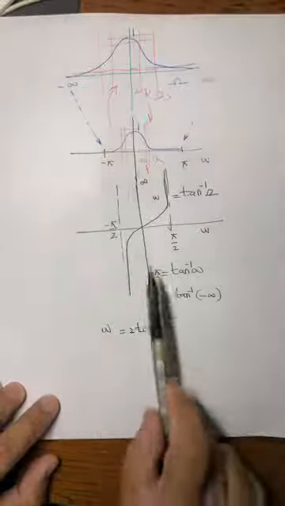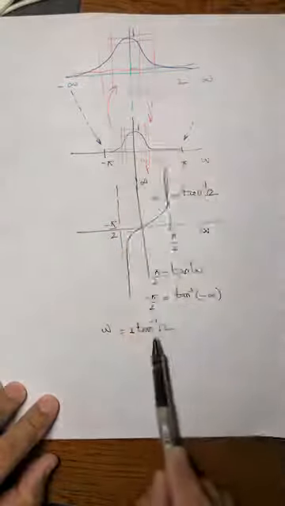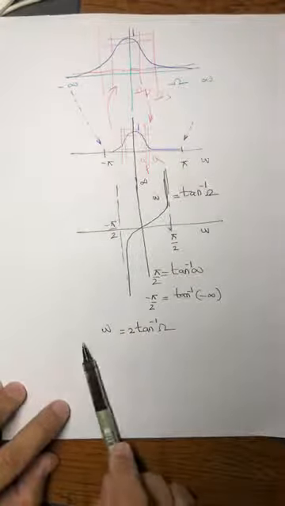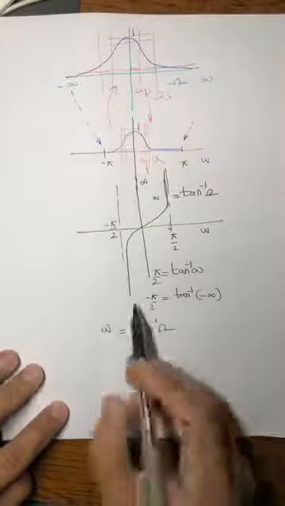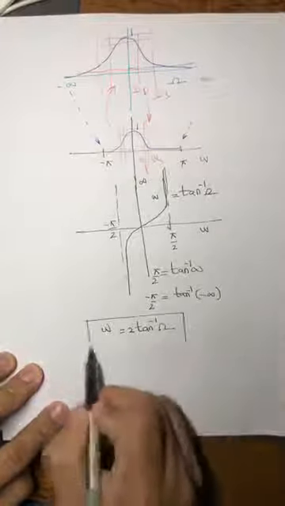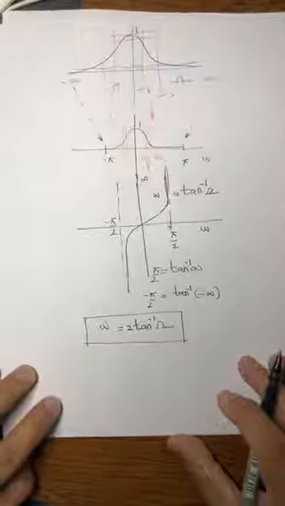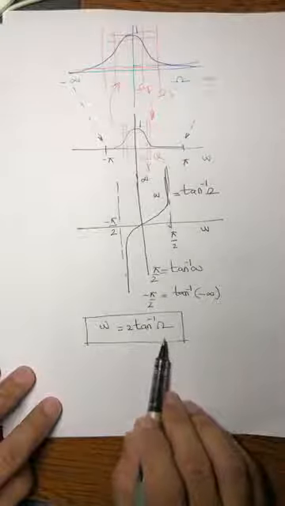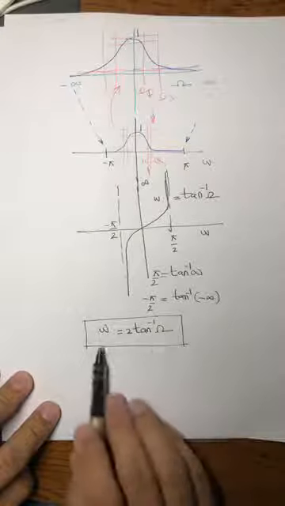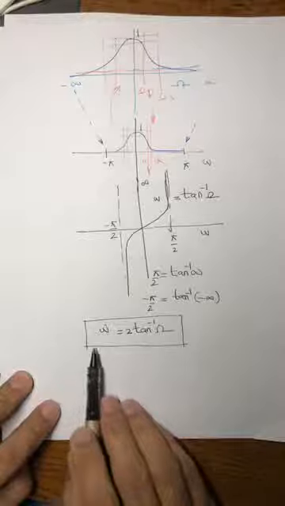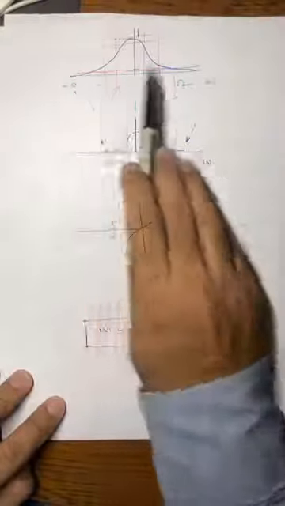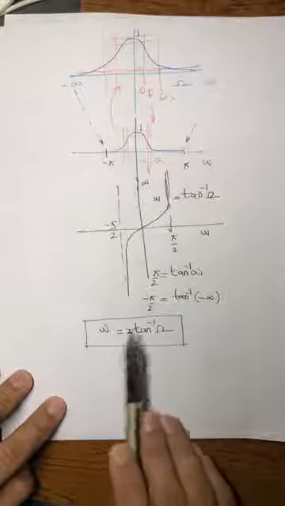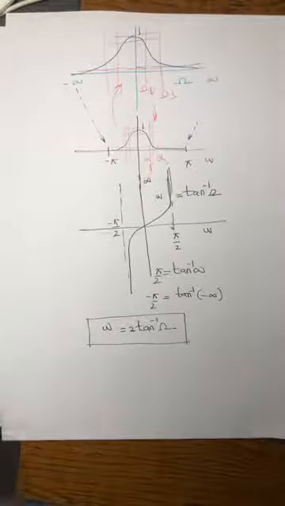So every value of capital omega is put into this expression and it is mapped to small omega. This is the transformation. It is a very simple mathematical transformation, which says small omega is equal to 2 tangent inverse omega, which will ensure that infinity is mapped to pi and minus infinity is mapped to minus pi. And so all the values from minus infinity to infinity are mapped from minus pi to pi. So basically this is how you do this transformation.